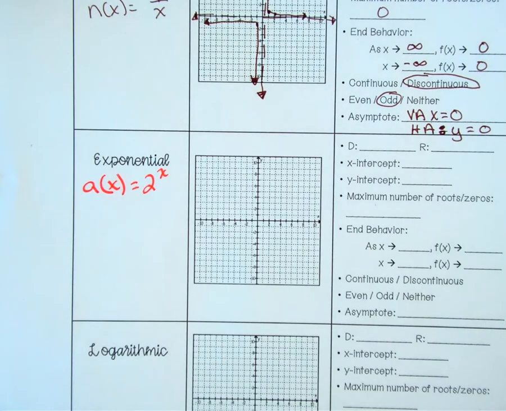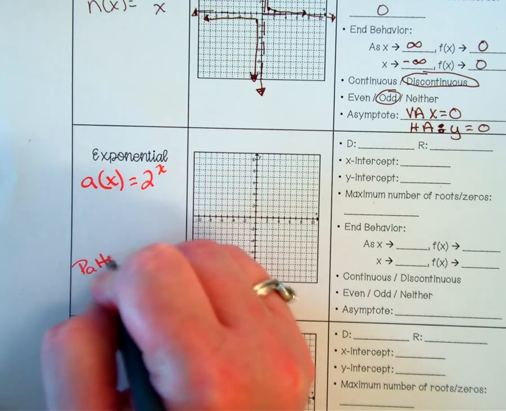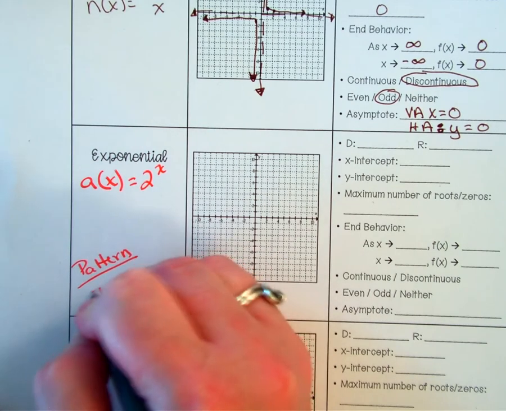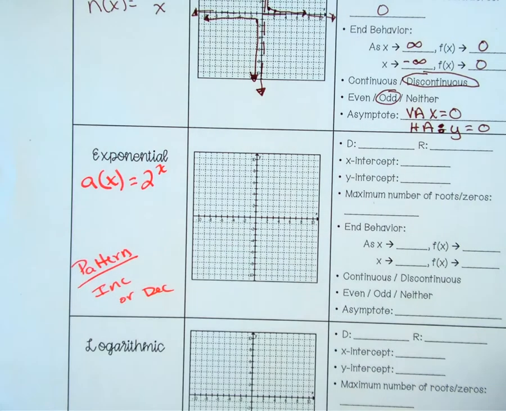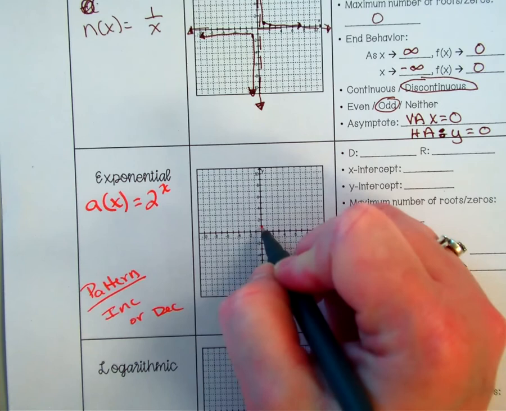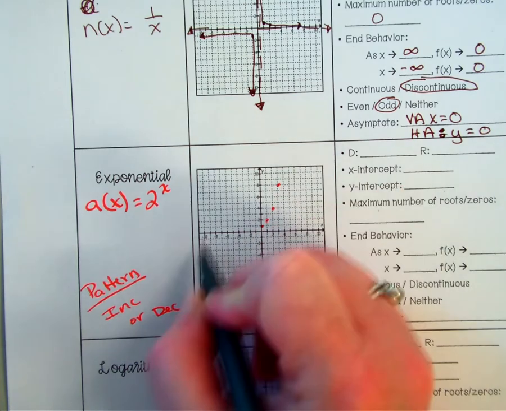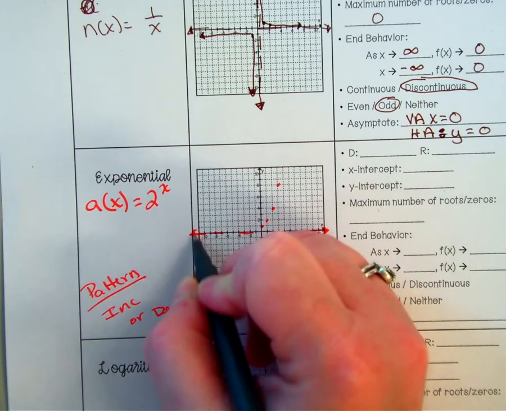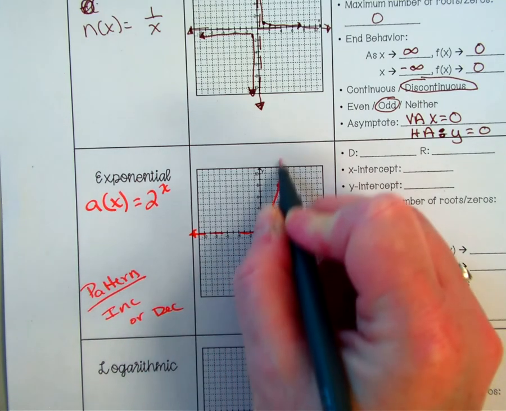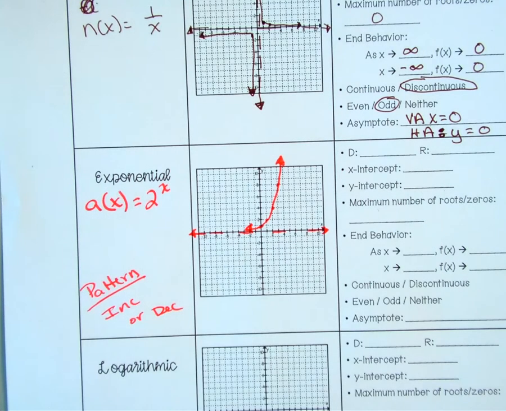All right, A equals 2 to the x. Our pattern here is that it's either increasing or decreasing. For all exponentials, they're either increasing or decreasing. So our exponential function does have an asymptote with it. I don't know if you remember that from Algebra 1. But it's this little curvy guy here.